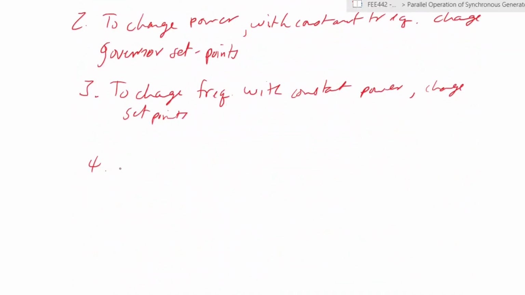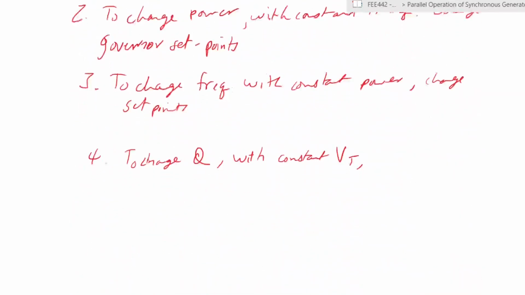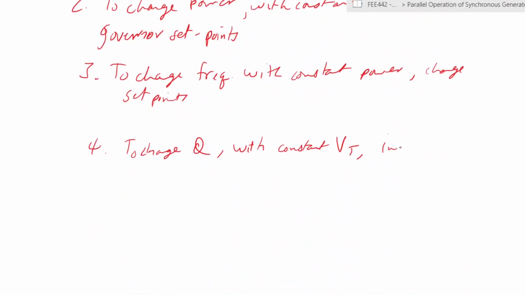Number 4, in order to change reactive power, Q, with constant voltage, Vt, you can increase the value of the set points, and you increase one and you decrease the other in order to match the two. Increase, decrease. We will demonstrate all of this shortly.